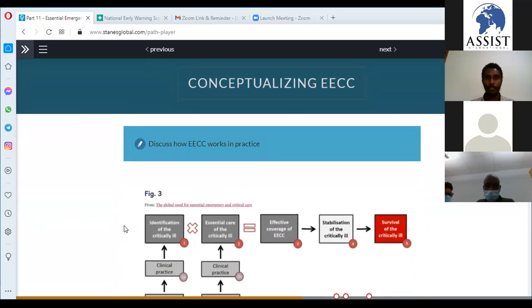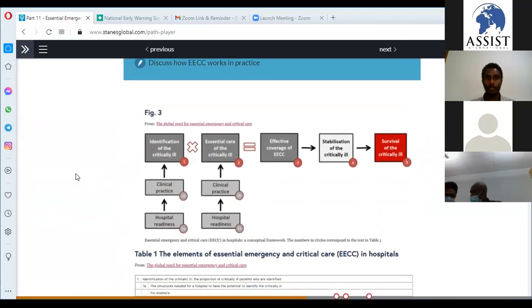So to make clear how this essential emergency critical care works in practice, you can see this diagram. We said it has two domains: the identification of critically ill patients and providing essential care for the critically ill patient. Each requires the presence of clinical processes as well as hospital readiness in terms of infrastructure, system, and human resource.